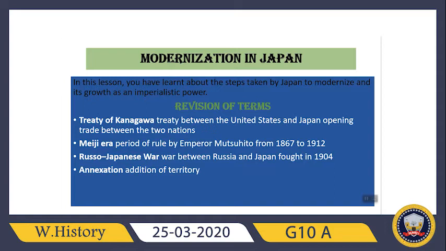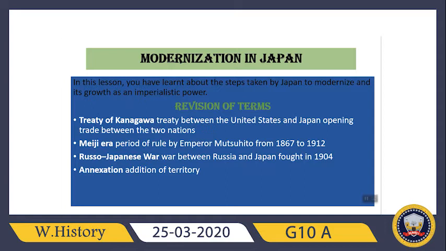And then we have learned about the Meiji era. What was the Meiji era? It was a period of rule by Emperor Mutsuhito, and that was from 1867 to 1912. The Meiji era, it's a very important era. And then the Russo-Japanese War. What was the Russo-Japanese War? You have to see it in detail in your books again. It was a war between Russia and Japan that was fought in 1904. And then there was another term, annexation. What does annexation mean? It means addition of territory.